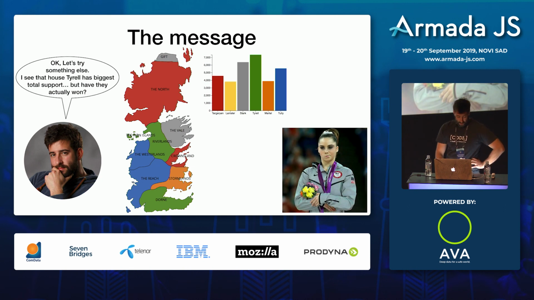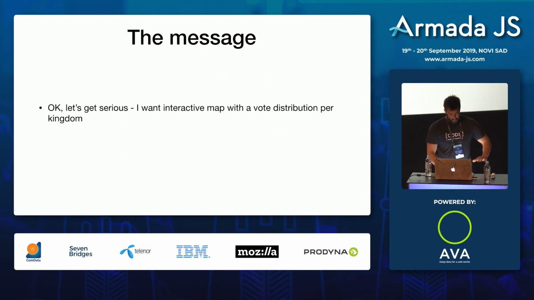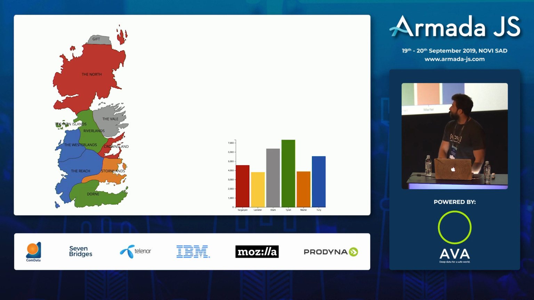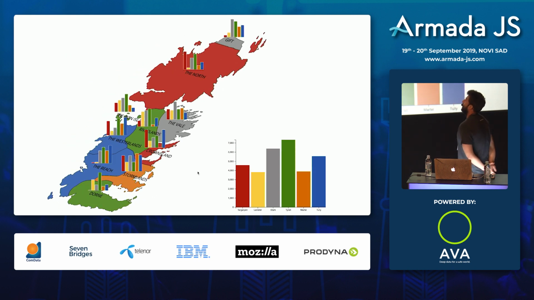Okay, still not impressed? Okay, I want an interactive map with the vote distribution per kingdom. I want to know how they vote for every region. And if you notice, it's kind of suspicious that Starks didn't have a majority of votes in the north. Yeah, much better now. I see the Starks won the Vale alliance, there's 14%. I can see the north, only 19 for the Starks. Targaryens won the north, which is kind of strange.